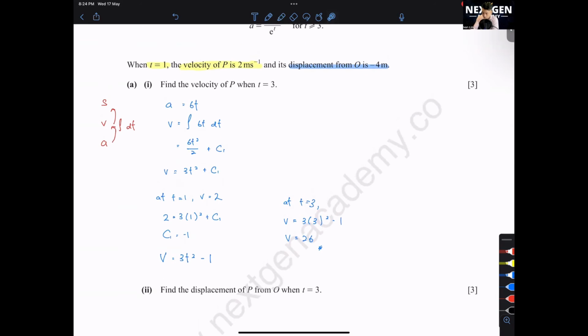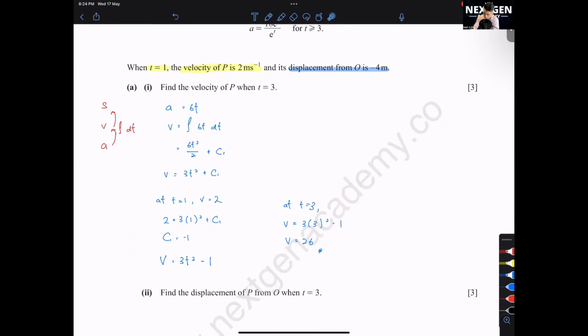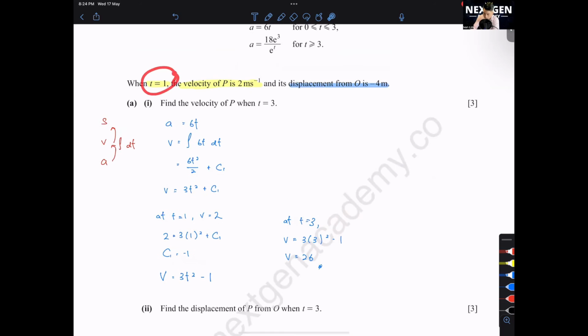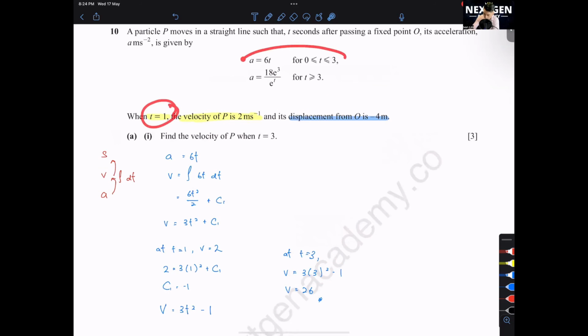Okay, to find the C, this is t equals to 1. So for t equals to 1, you have to use based on this. You cannot use this, because for me to find the velocity, if I want to sub in t equals to 1, I cannot use this equation. No, t equals to 3 is the second part of the question. You see? It's the second part. The first part is they give you t equals to 1 first.